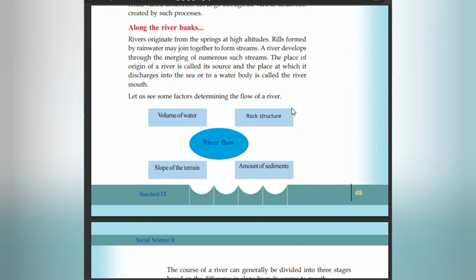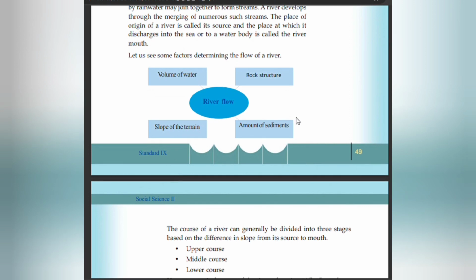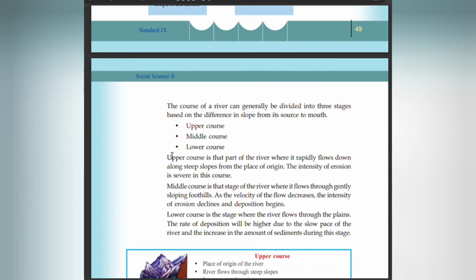Let us see some factors determining the flow of a river: volume of water, rock structure, slope of the terrain, amount of sediments. The course of a river can generally be divided into three stages based on the difference in slope from its source to mouth: upper course, middle course and lower course.